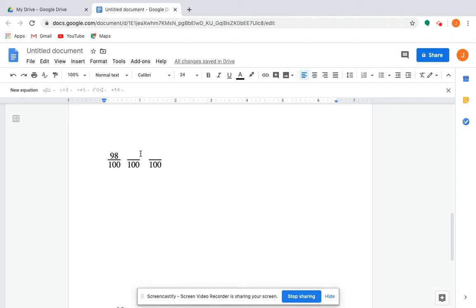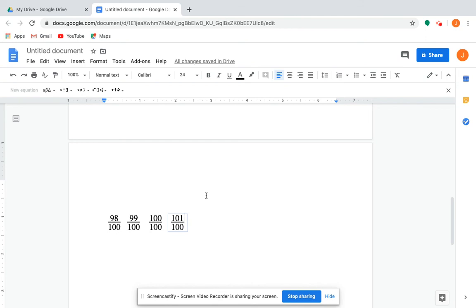So right here I have 98 hundredths. What would come next if we kept counting? 99 hundredths, and then finally 100 hundredths, or one whole. That fraction is one whole. And then what would come after that? If we kept adding hundredths, eventually we get to 100 and 100 hundredths. But now we have an improper fraction here, because our numerator is greater than our denominator.